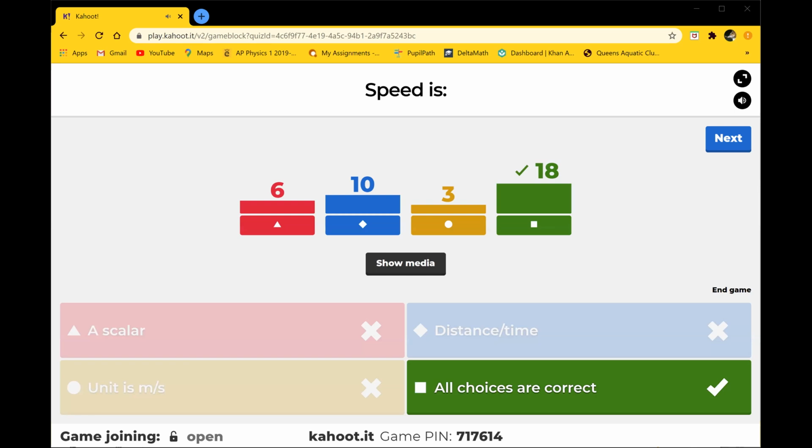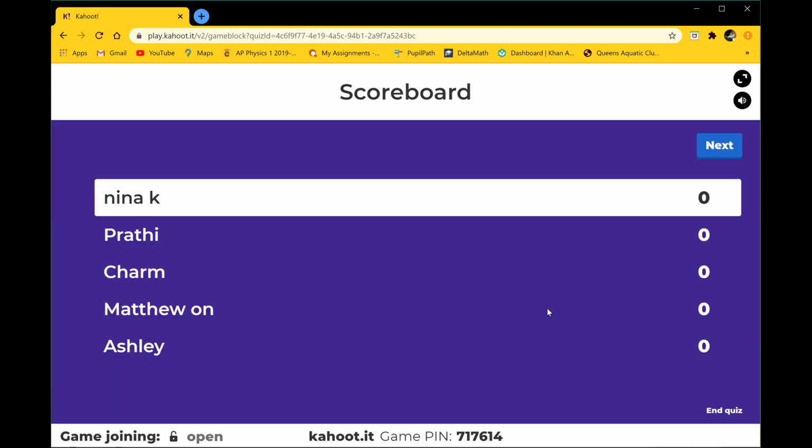Be careful when you read it. It's kind of tricky. Speed is a scalar. It is also distance divided by time, and its units in AP Physics is meters per second. So actually, all choices are correct. All right, Nina K, first place.